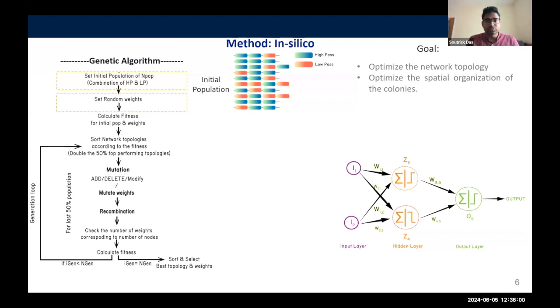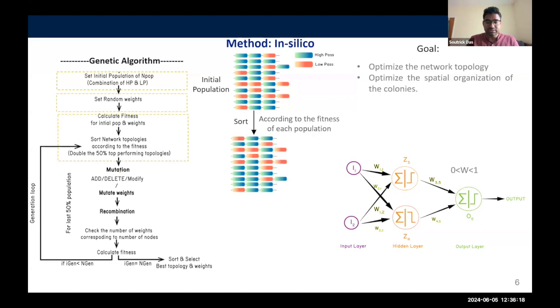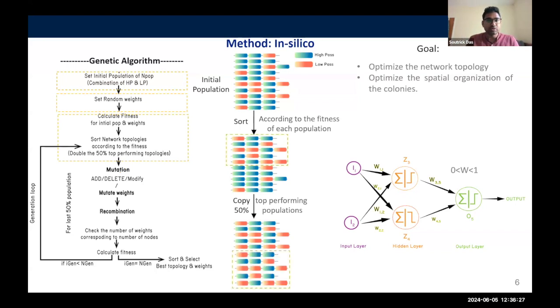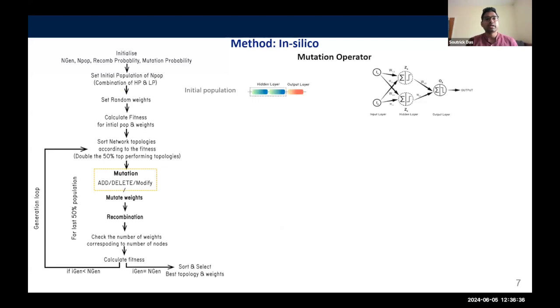With the initial population, we assign weights, defined from 0 to 1, to quantify properly the concentration reaching the receiver colony. Now we sort the population according to fitness, keep the top 50%, and mutate the other 50% to get better results. To scan over all the possible combinations, we use a mutation operator, where the initial population, which has a definite combination of high pass and low pass nodes, undergoes mutation with a certain probability.